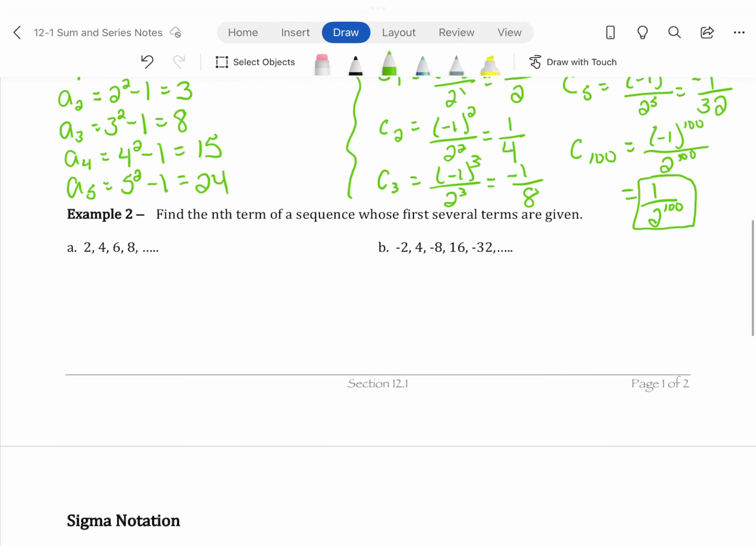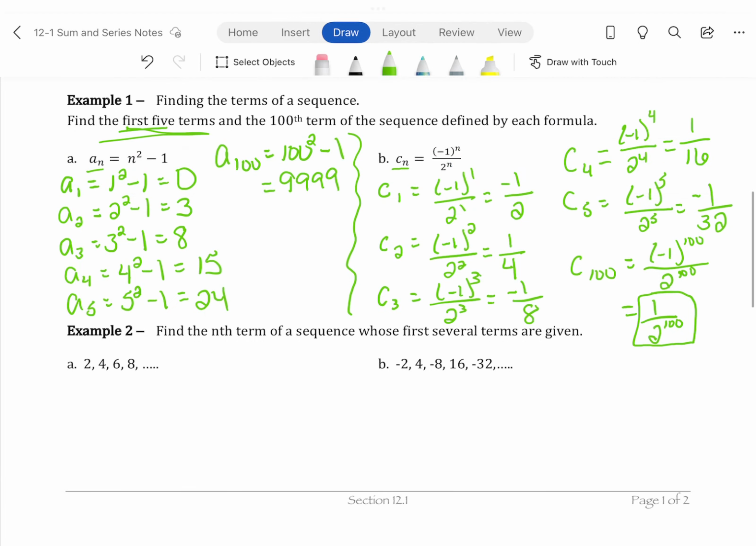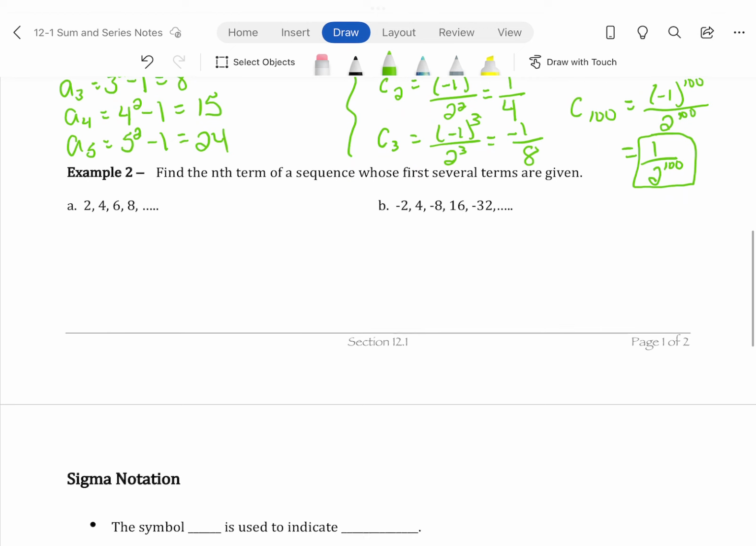Another thing we're going to do with sequences is work backwards. So here we're going to find the nth term, which means I want to write something that looks like our examples from up here from example 1. Our answers are going to be like what was given to us up here. So we want to find the nth term of a sequence whose first several terms are given to us.